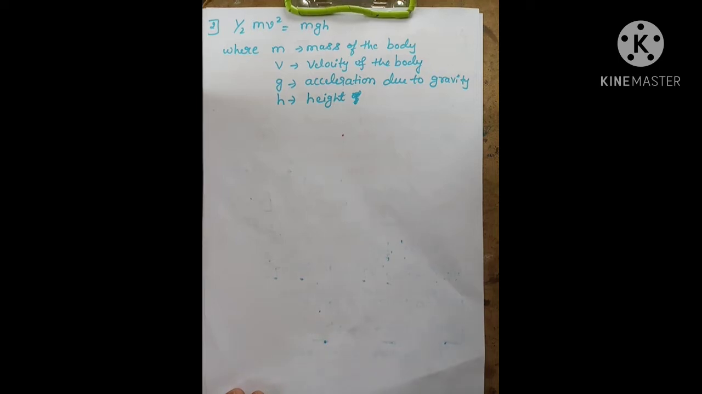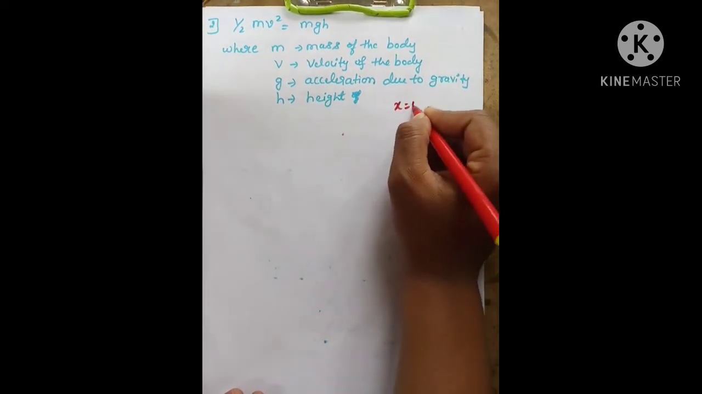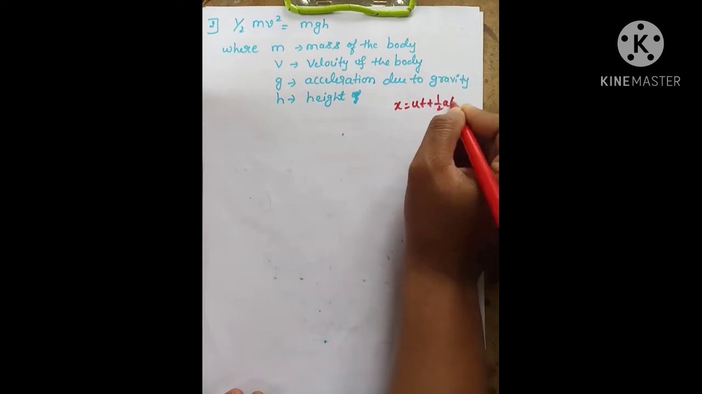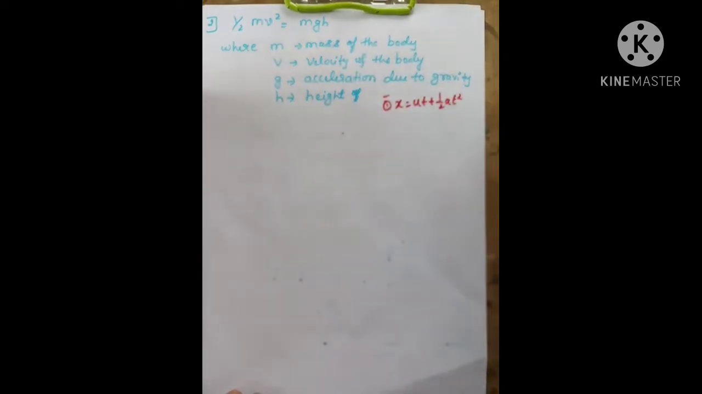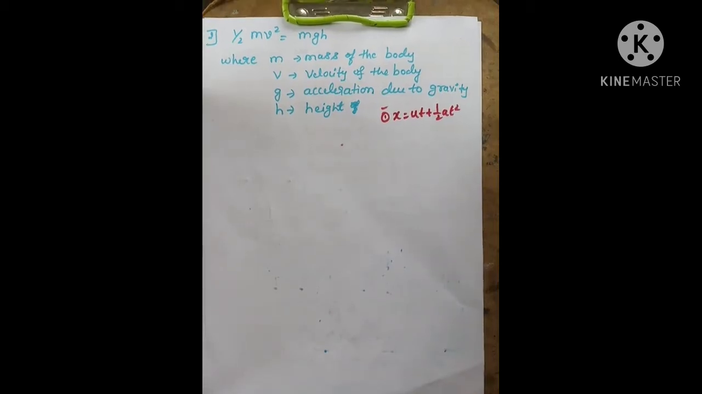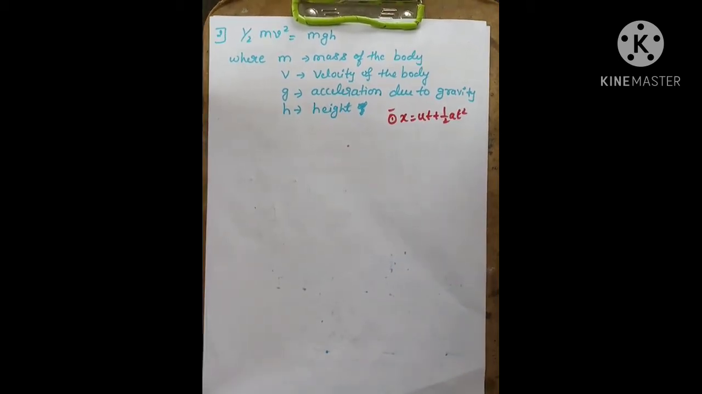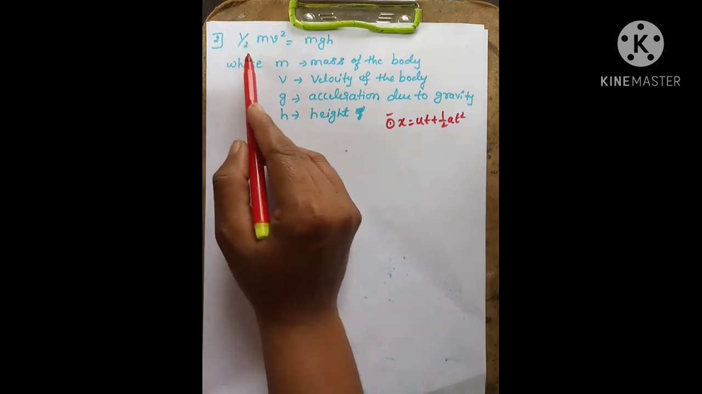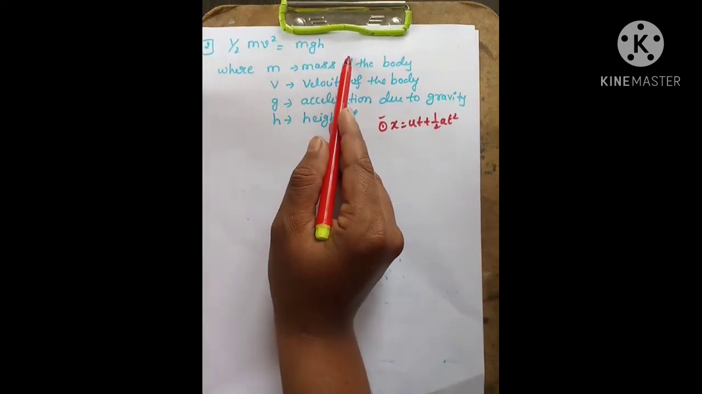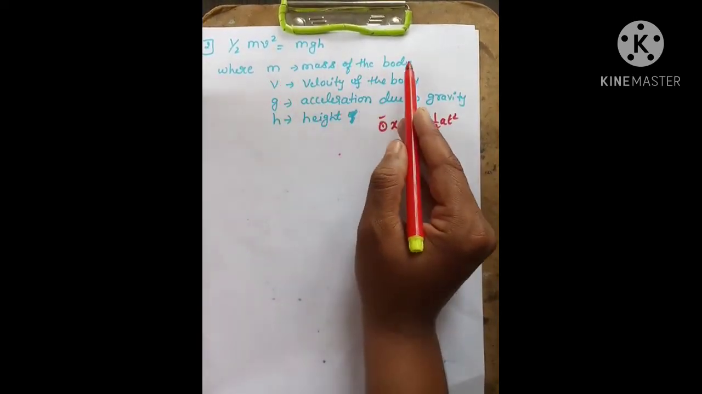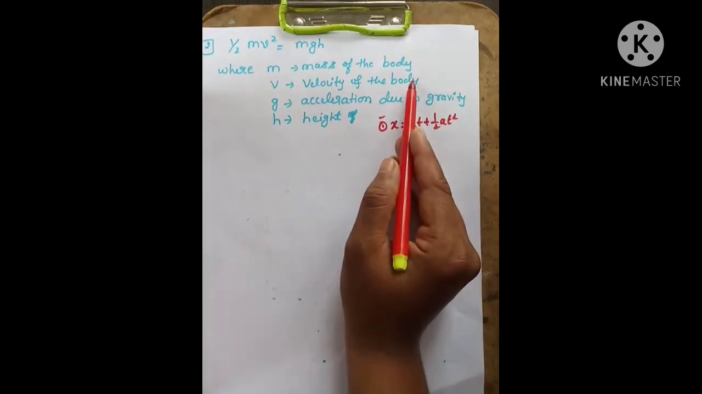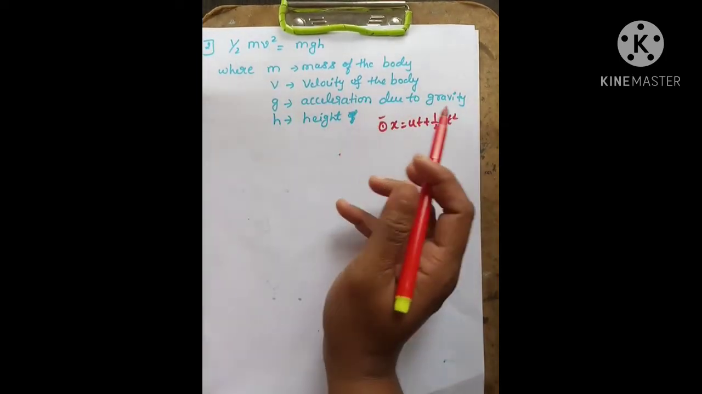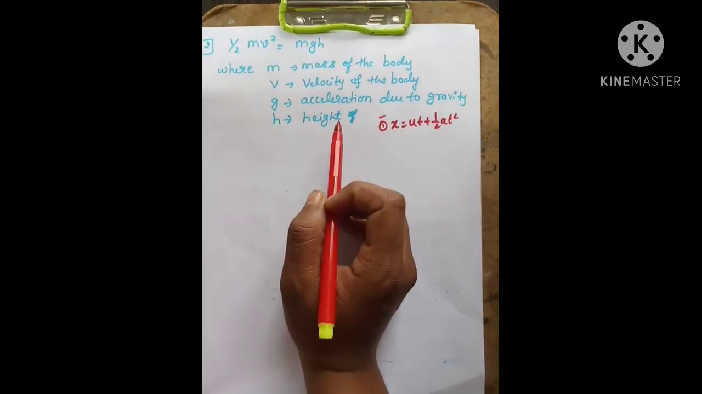In the first application, that is to check the correctness of an equation, one example is x is equal to ut plus half at square. The second example is half mv square is equal to mgh. Check the correctness of the equation. Half mv square is equal to mgh, where m is the mass of the body, v is the velocity of the body, g is the acceleration due to gravity, h is the height.